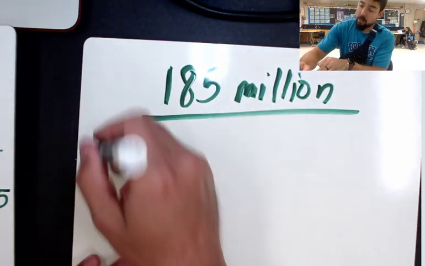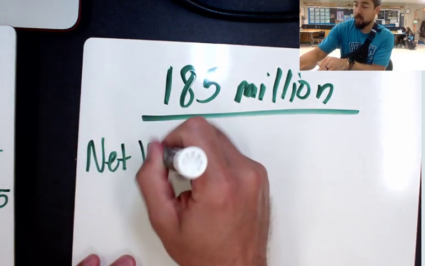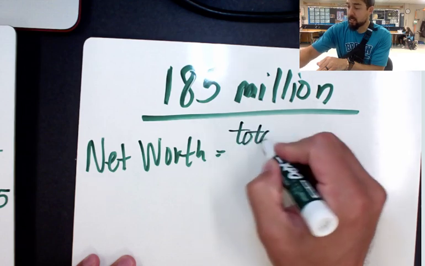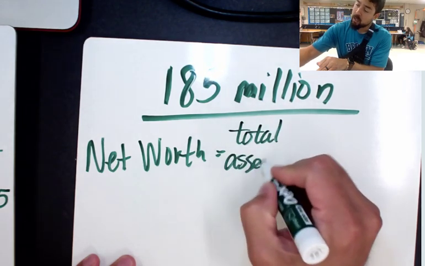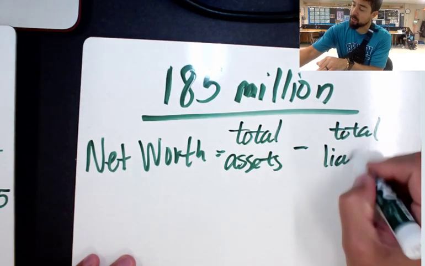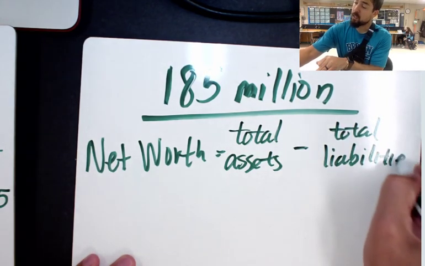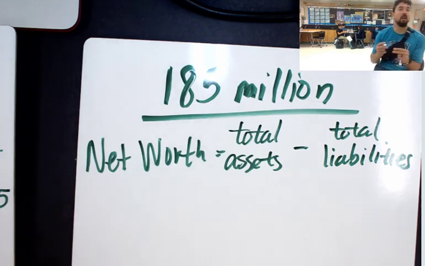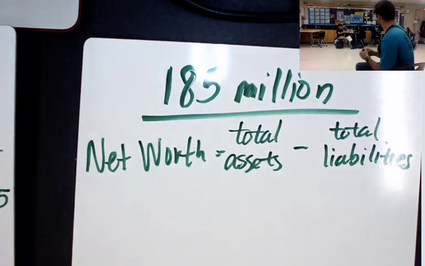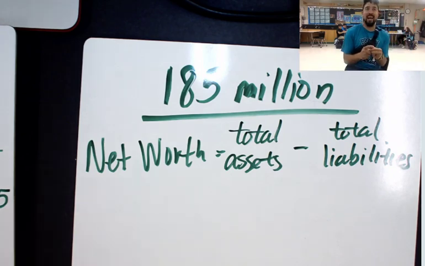Now, when we talk about net worth, this means total assets minus total liabilities. What is an asset? Somebody give me an example of what an asset is. Take a chance, make a mistake, who cares, right? What's an asset?